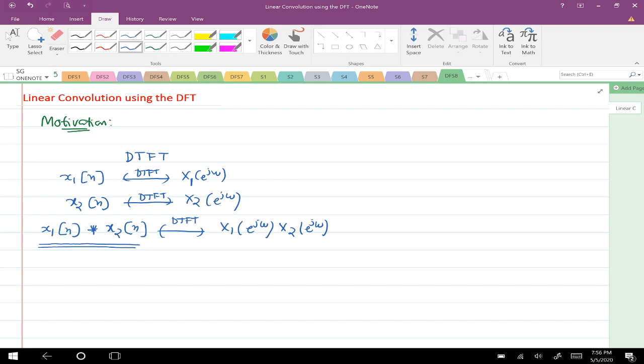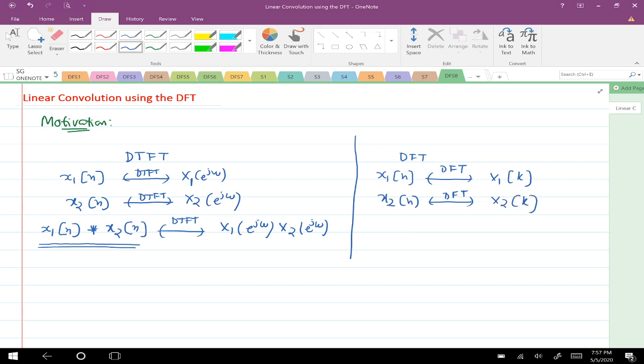So that's exactly the reason why we would be moving on to the discrete Fourier transform, where for the same sequence x1 of n, let's assume the N-point DFS of it is X1 of k. Sorry, it's not DFS, I would like to compute the DFT. Of course, the reason being this is a finite length aperiodic sequence. Now let the DFT of x2 of n be X2 of k.